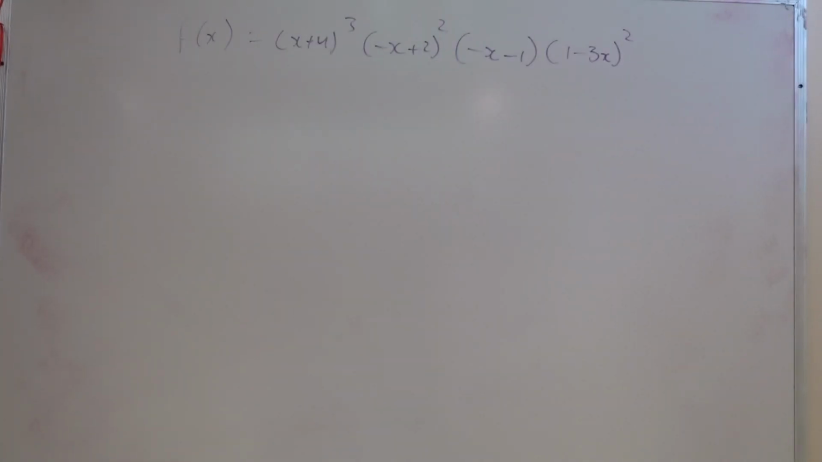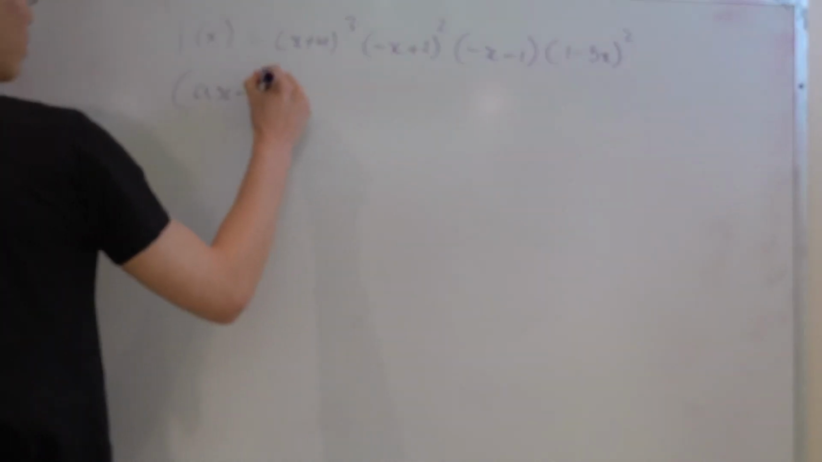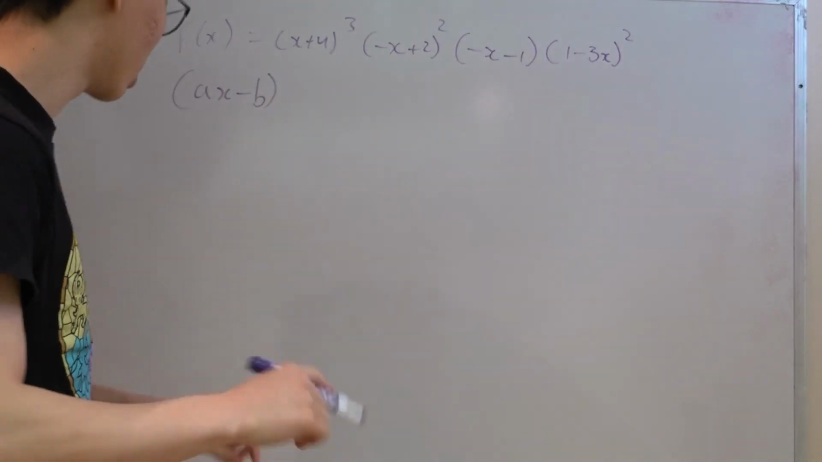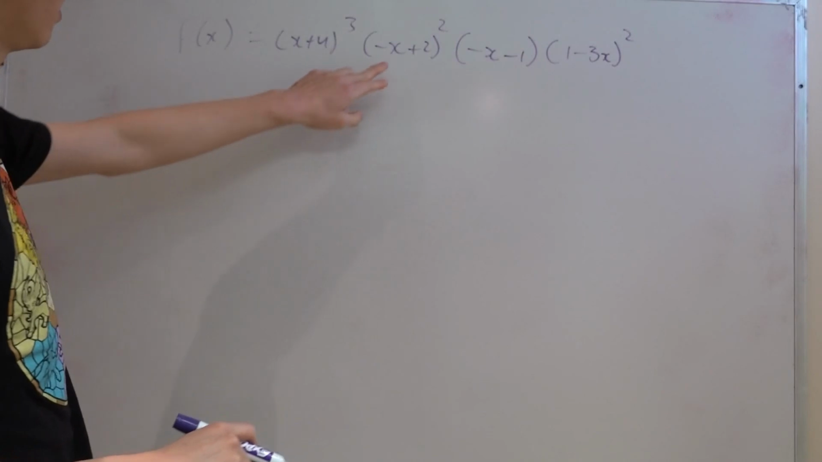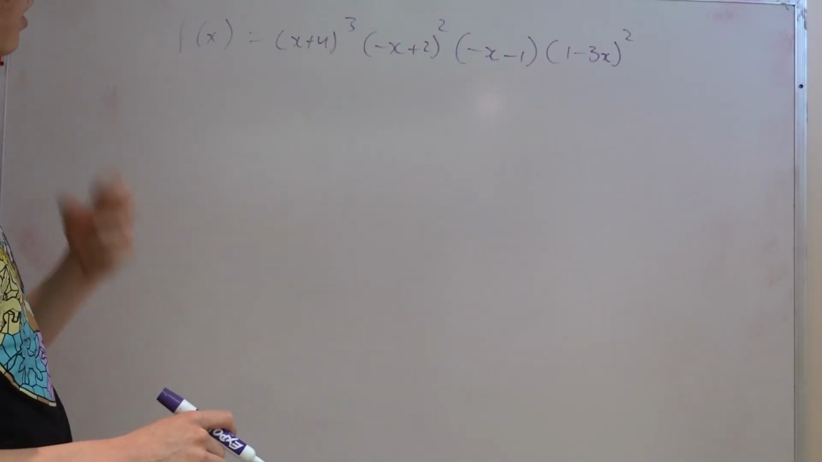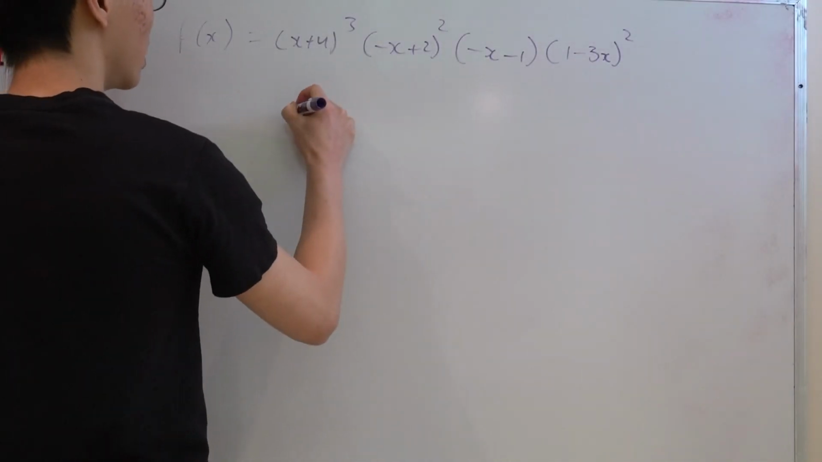I need all my factors to be of the form ax minus b. Okay? These ones are not of that form. So we're going to fix that by factoring. So in order to get a positive value in front of the x, I'm going to pull out a negative 1. So let's do that. If I pull out a negative 1, what happens is it becomes negative 1.